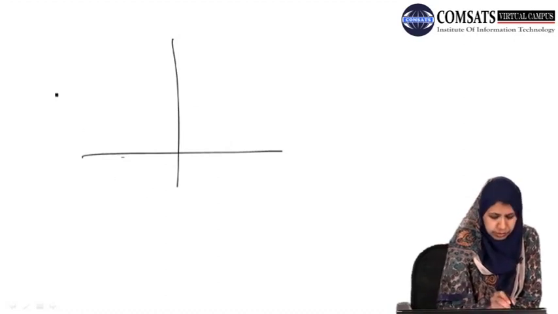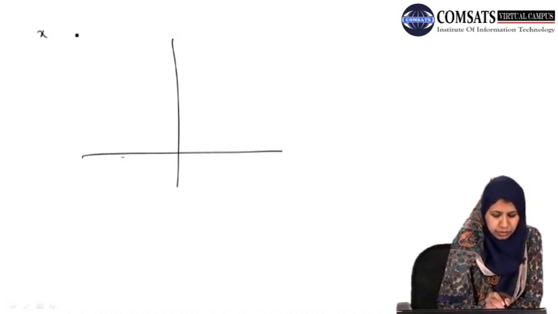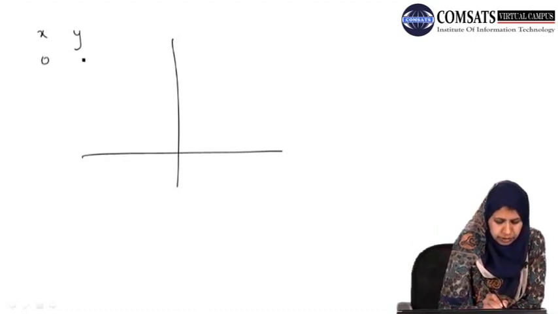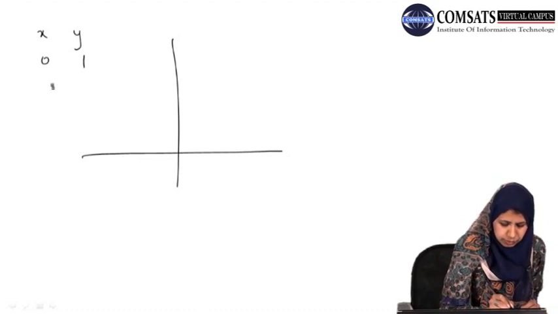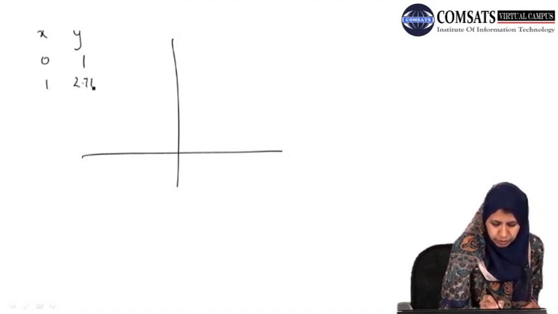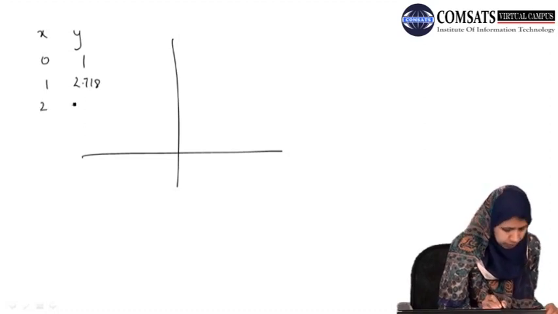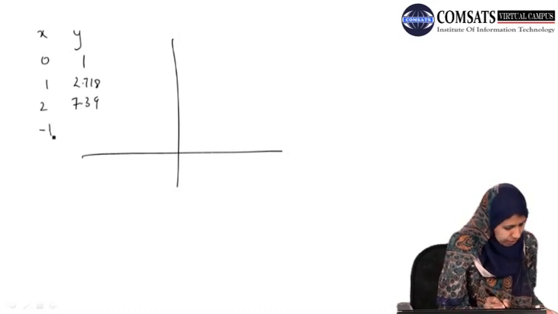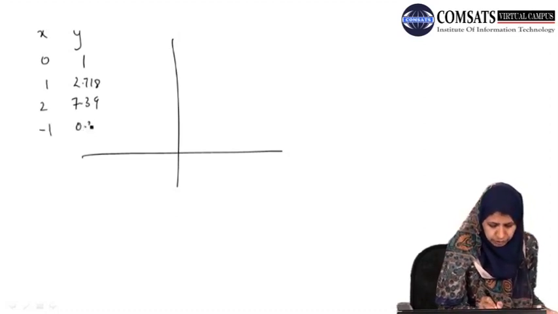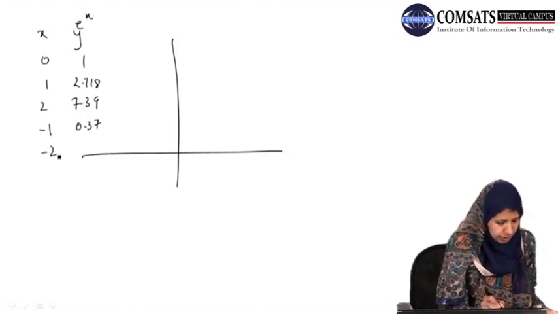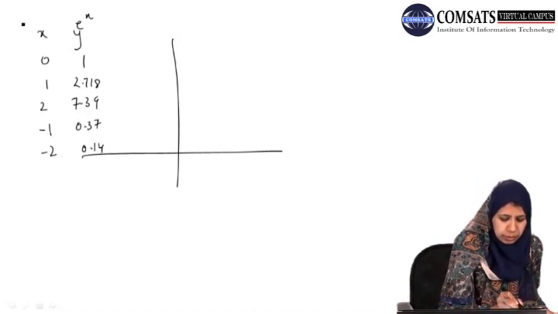E to the power x, okay, what is x and what is y? When x is 0, y is 1. When x is 1, we have 2.718. In the case of 2, we have 7.39. In the case of minus 1, we have 0.37. This is e to the power x. In the case of minus 2, we have 0.14.